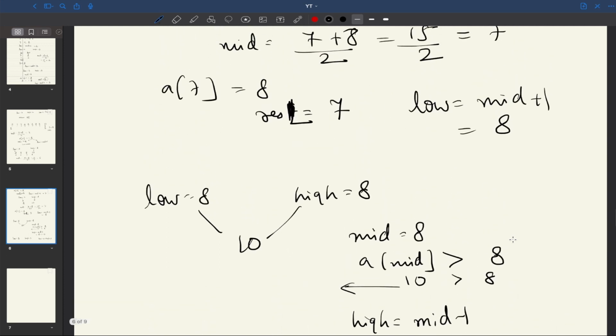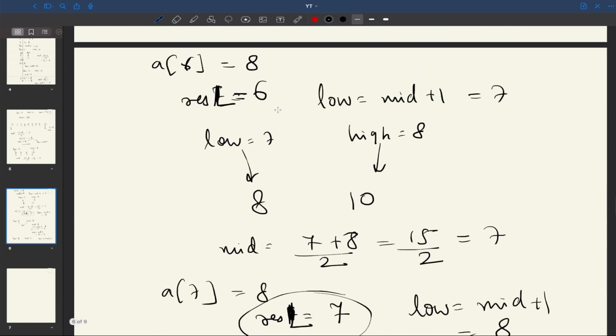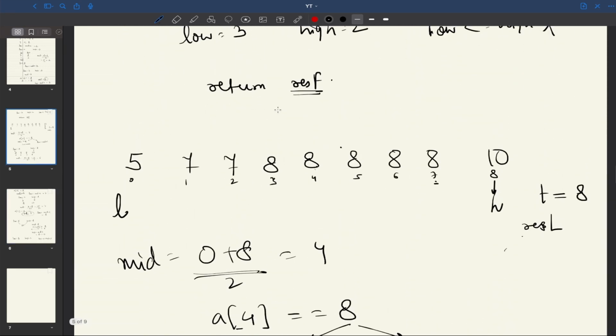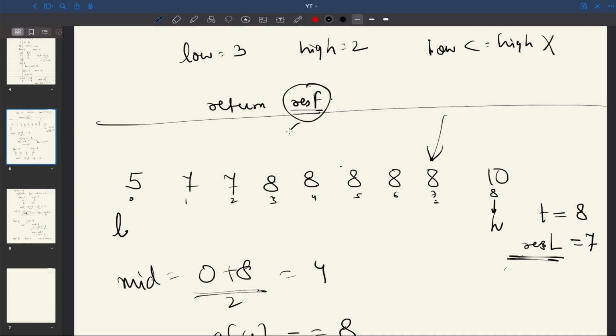What is the value stored in the result? It is 7. Is 7 the last occurrence of our 8, the target value? Yes. Did we get our answer? Yes. So here we got result of last as 7. Result of first, which stores the first occurrence of the target value, was equal to 3, which we had seen earlier. I hope this makes sense, right?